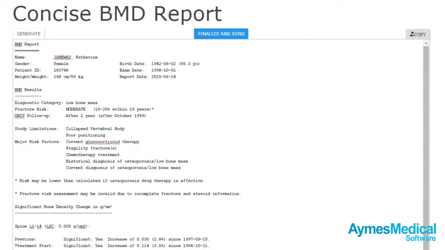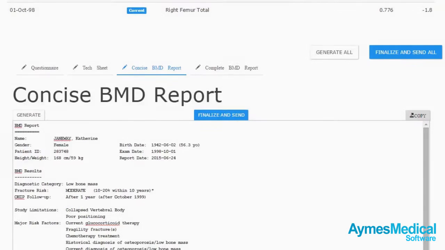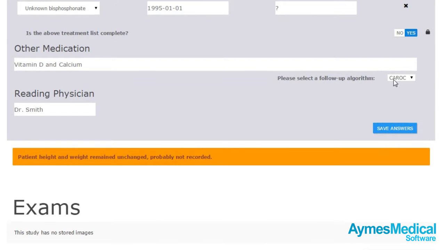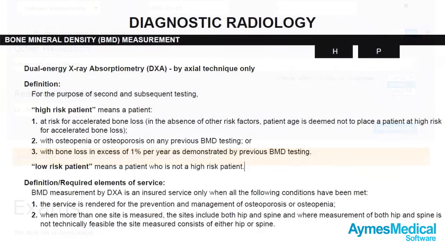The following video will cover how DEXA determines the follow-up interval for high-risk patients according to the OHIP criteria. Note that the follow-up algorithm can be optionally configured in the DEXA interface at the bottom of the questionnaire. Simply choose Ontario to use the Ontario guidelines. Before we proceed, let's take a closer look at the OHIP guidelines.